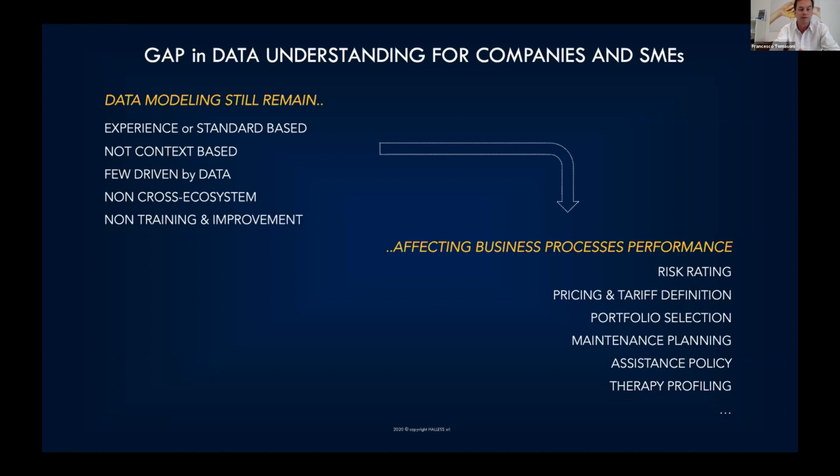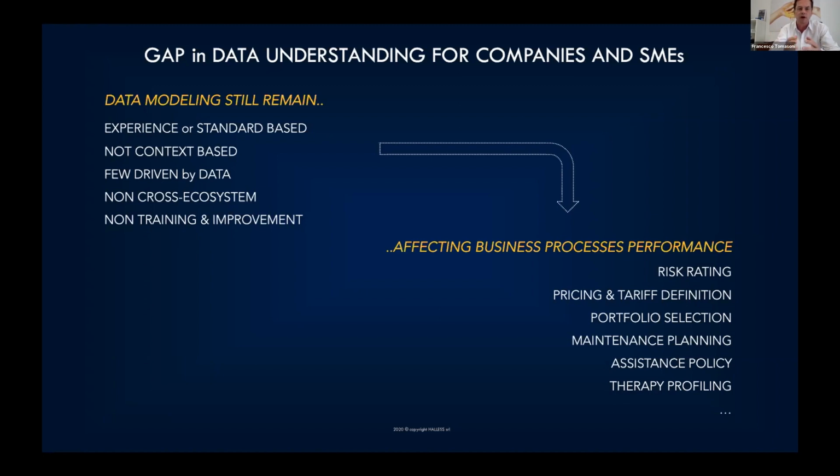There are often no cross-system models considering cross-model outcomes in order to be more effective. And there is no training and improvement in terms of lessons learned, in terms of a real enterprise community improving their decision models thanks to data results and data analysis.